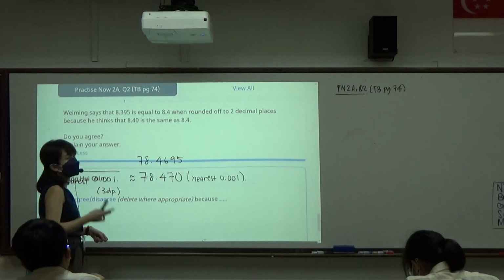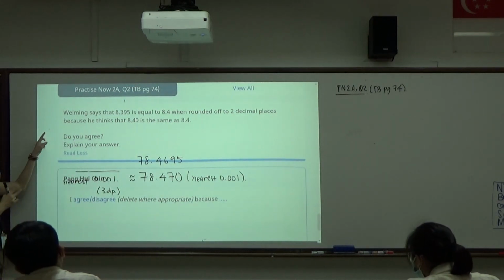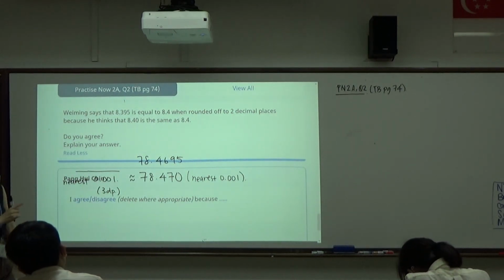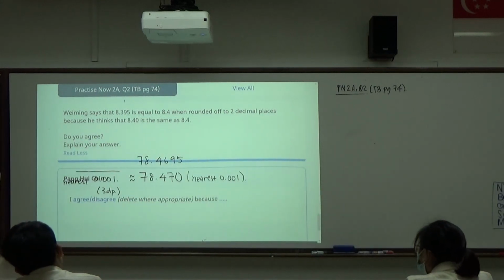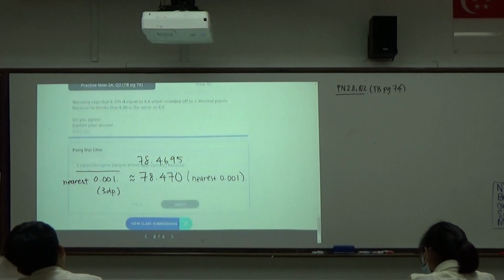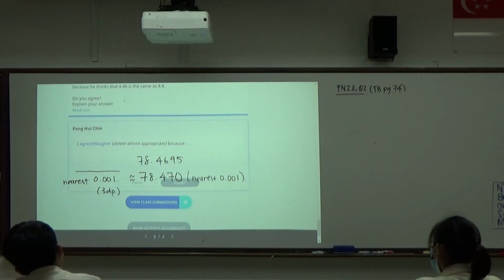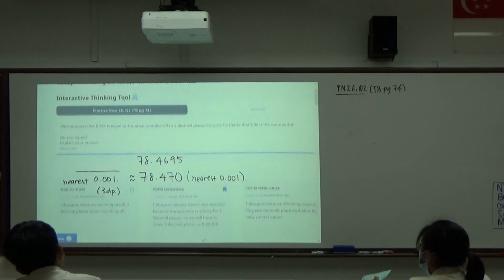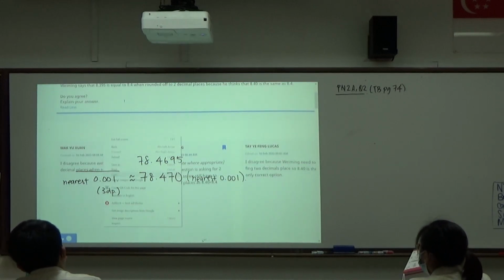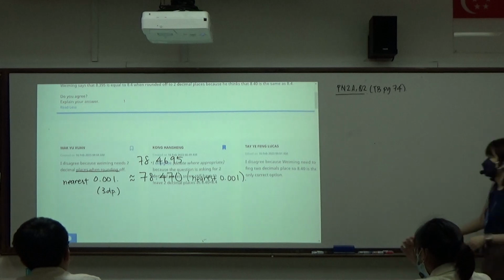When rounded off to 2 decimal places, because it thinks that 8.40 is the same as 8.4. I want us to take a look at the responses from everyone in the class. So these are the responses that I got. I erased the whiteboard already.